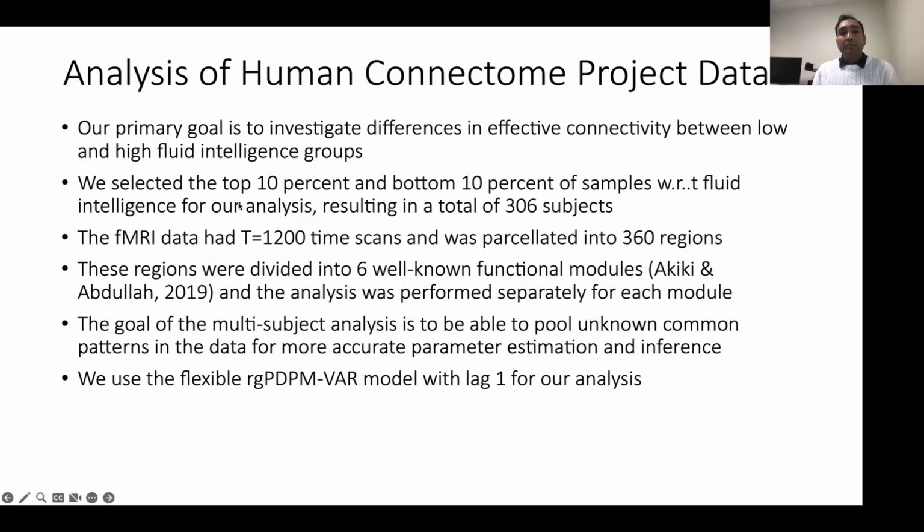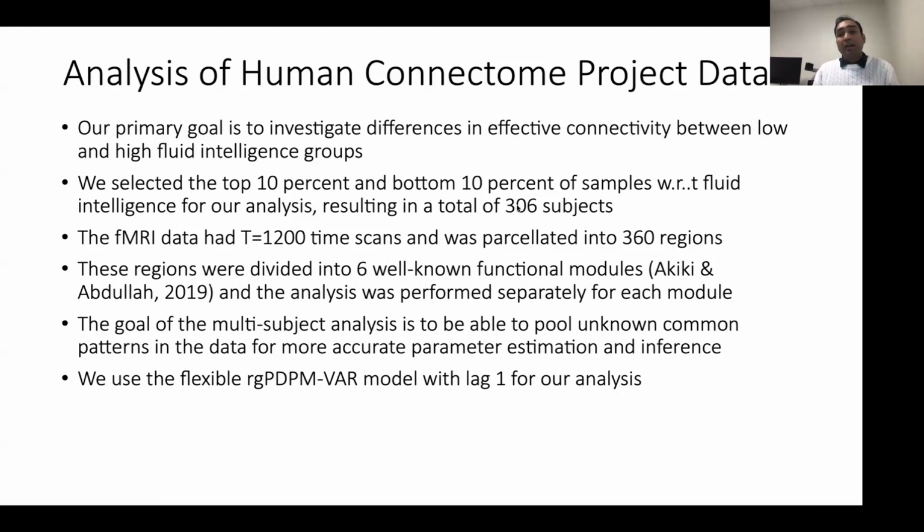So we select the top 10% and the bottom 10% of subjects with respect to fluid intelligence. So these are two cohorts separated by two spectrums of fluid intelligence, and we have a total of 306 subjects. We consider the fMRI data, which is functional MRI data. So this is multivariate time series data, and we have about 1,200 time scans and 360 regions. Now, while we were tempted to directly fit the VAR model to 360 regions, it was computationally impossible for us to do, because remember, we are not fitting one VAR model, we're fitting n different VAR models jointly.